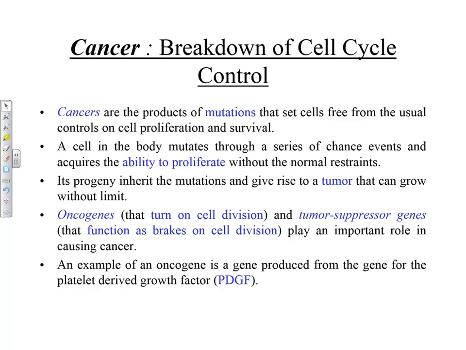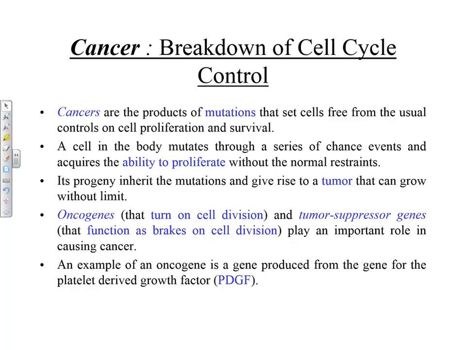So what are cancers? Cancer is like a breakdown of the cell cycle control system, right? So if you're talking about a child developing in a womb, okay, that's like stability, right? Whereas cancer is instability, okay? Everything is messed up, right? So what are cancers? Cancers are the product of mutations that will set cells free from the usual controls on cell proliferation and survival. A single cell in the body mutates through a series of chance events, and it acquires the ability to proliferate without the normal restraints.